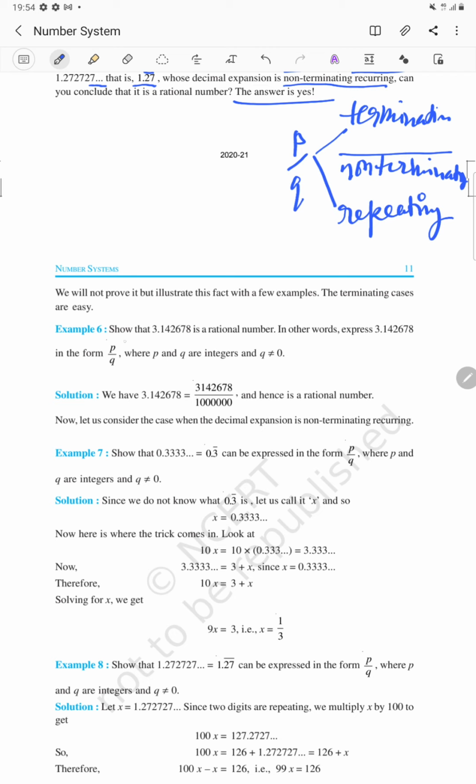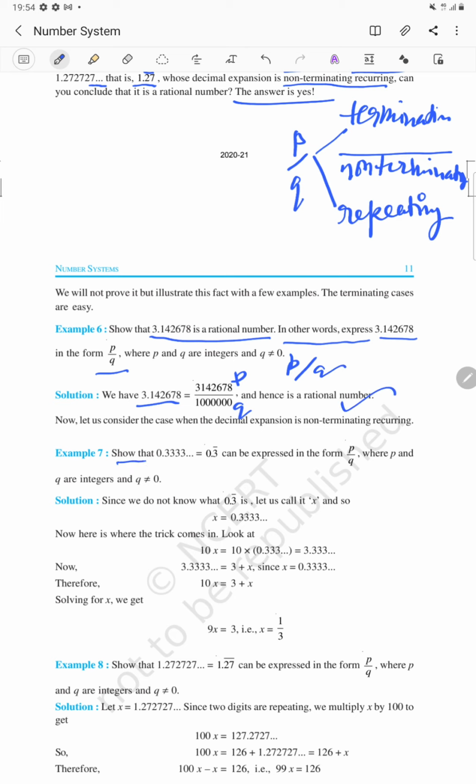Example number 1. In this we have to show that the number 3.142678 is a rational number. How will we prove that? So we'll take the help of the definition. In other words, express this in P by Q form, where P and Q are integers and Q is not equal to 0. So this number can be written like this, removing the decimal. After the decimal, as many digits as there are, we'll put that many zeros after 1. And because it is P and it is Q, so it is P by Q form, we can say that yes, this is a rational number.